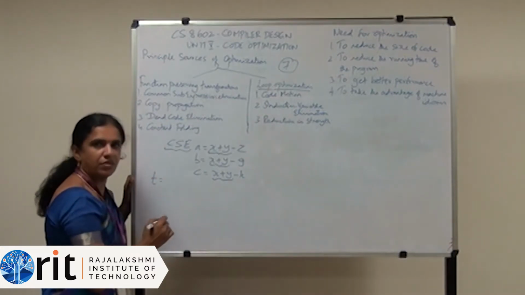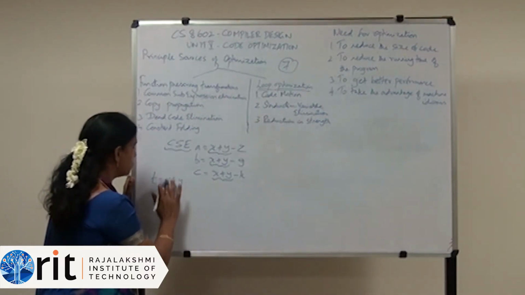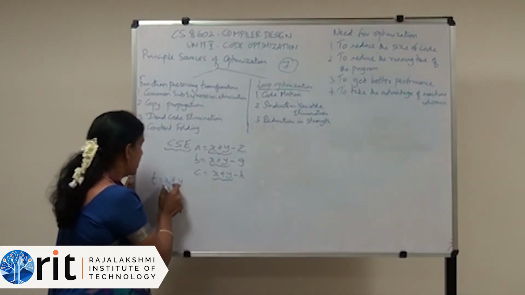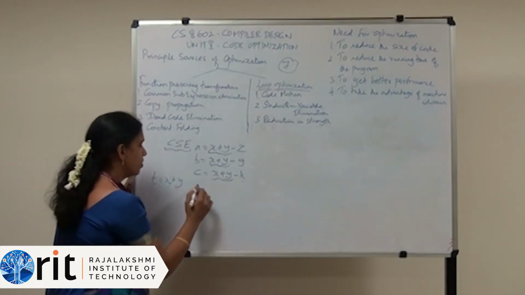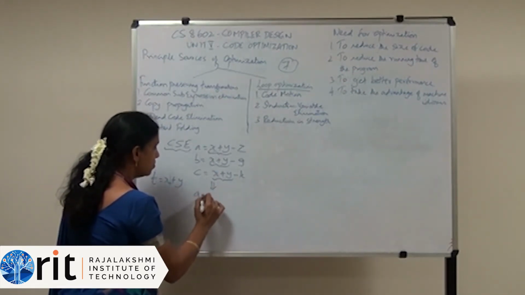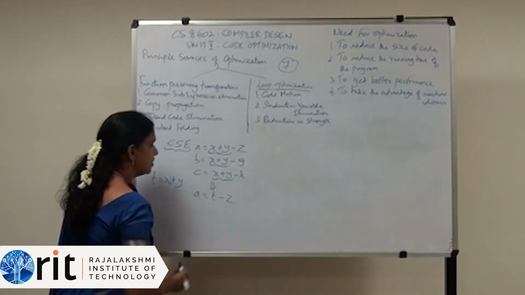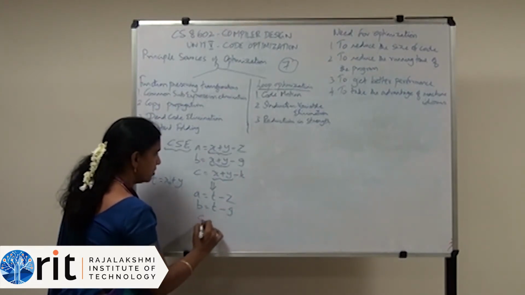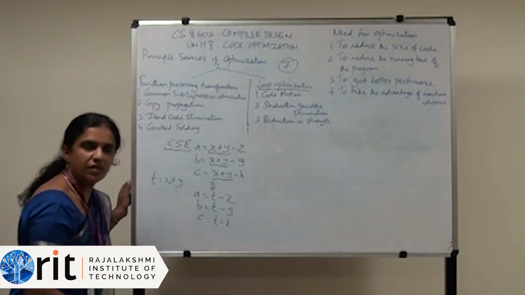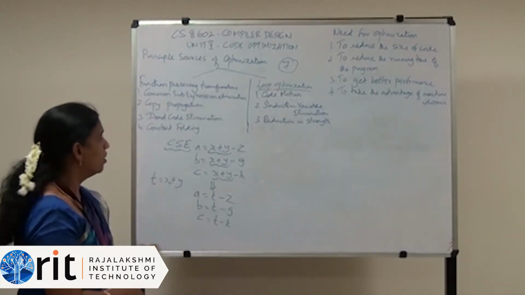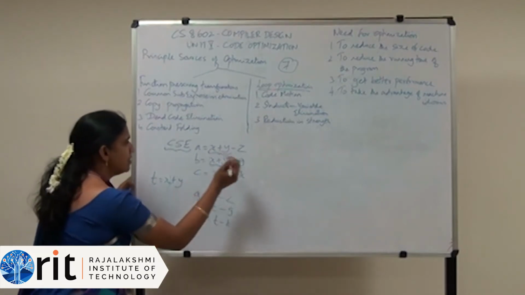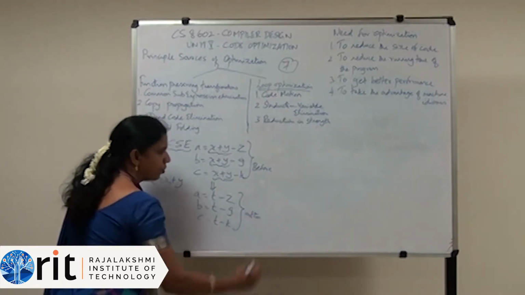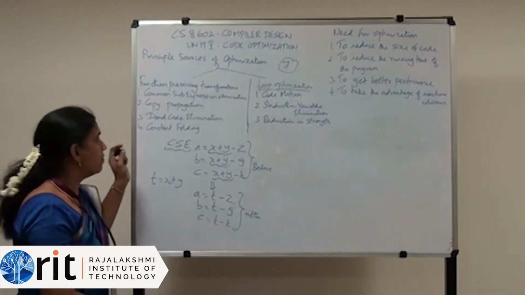Let us take one more variable t. Then we can substitute this x + y: t = x + y. So this x + y is a common expression. We can assign it to t. So after optimization, these statements will become a = t - z. b = x + y - g can be replaced with t - g. c = t - k. So this is the first optimization technique called common sub-expression elimination. These are the statements before optimization, and these statements we are getting after optimization. So shall we move on to the second one?